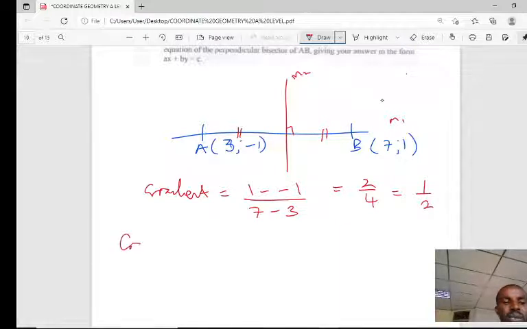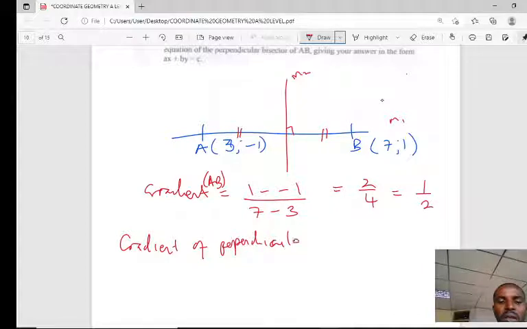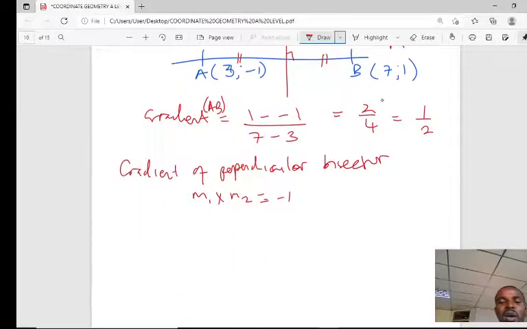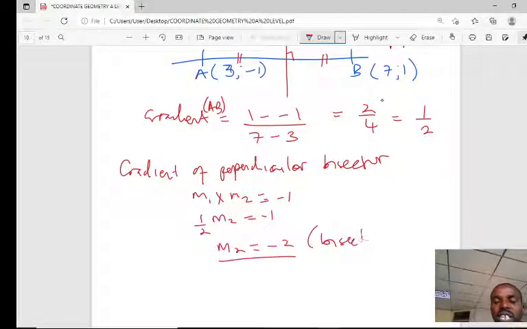Right, now the gradient of the perpendicular bisector. This one is the gradient of AB. Take note, this one was the AB line. Then the gradient of the perpendicular bisector. So we say M1 times M2 is equal to -1. What is our M1? It's half, times M2 is equal to -1. If you simplify this one, you get M2 is equal to -2. That's the gradient of the bisector. Please take note of that.